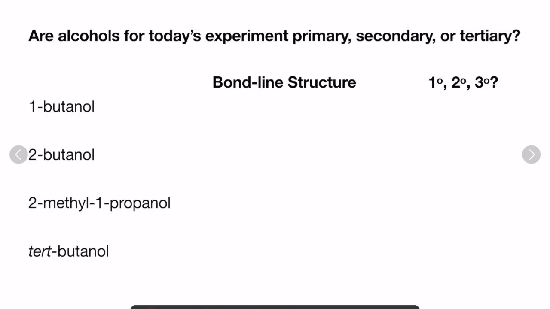Okay, so these are the alcohols that we're using for today's experiment. Let's draw the bond line structure for each of these. So 1 butanol, butanol is 4 carbons, so 1, 2, 3, 4. And since it's 1 butanol, the OH group is attached to the first carbon. And since the carbon attached to the OH group is only attached to one other R group, this one right here, then that would make it primary.